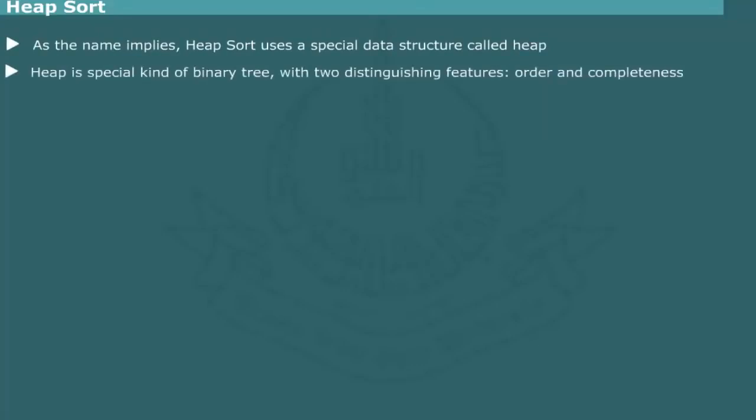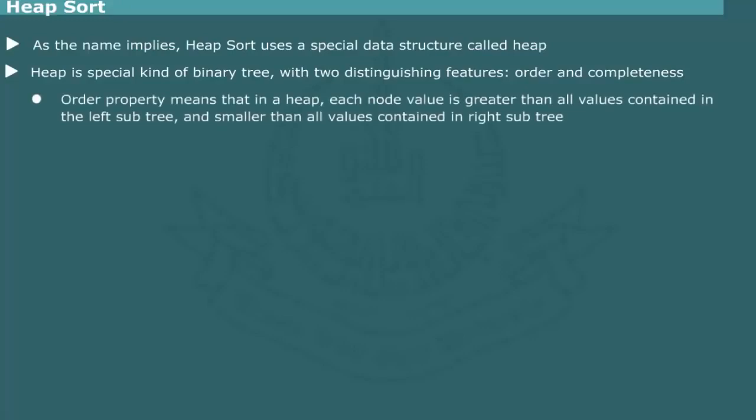Heap sort. As the name implies, heap sort method uses a special data structure called heap to perform sorting. Heap is, in fact, a special kind of binary tree with 2 distinguishing features referred to as order property and completeness property. The order property implies that each node of a heap contains an element that is larger than both left and right children. It follows that in a heap, the largest element will always be located at the root.